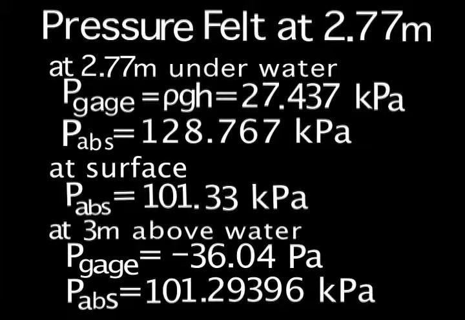At 3 meters above the water, the gauge pressure is 36.04 pascals, because the only thing above you is a column of air. The absolute pressure was 101.3 kilopascals. There is a drastic difference between the pressure underwater and the pressure in air, because water obviously weighs more than air. This is quite evident by the numbers that you see.